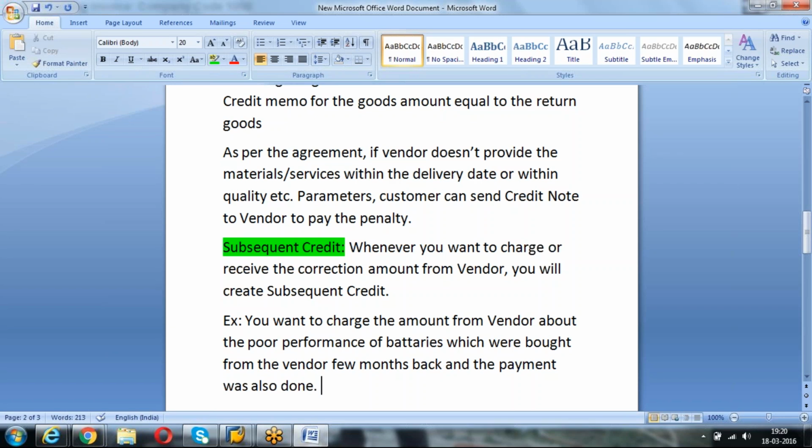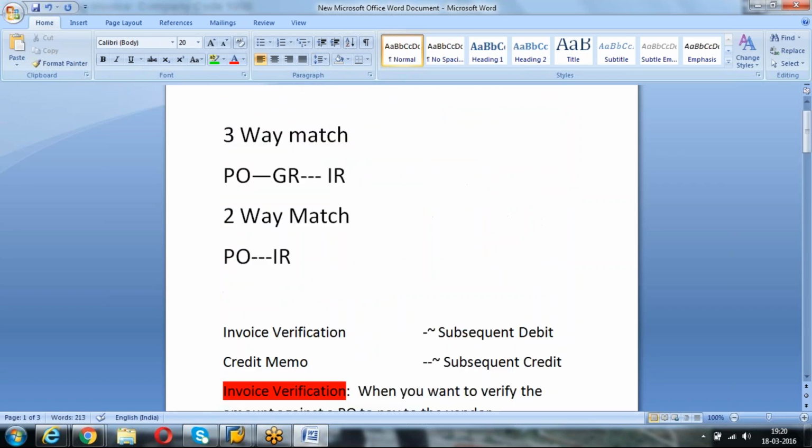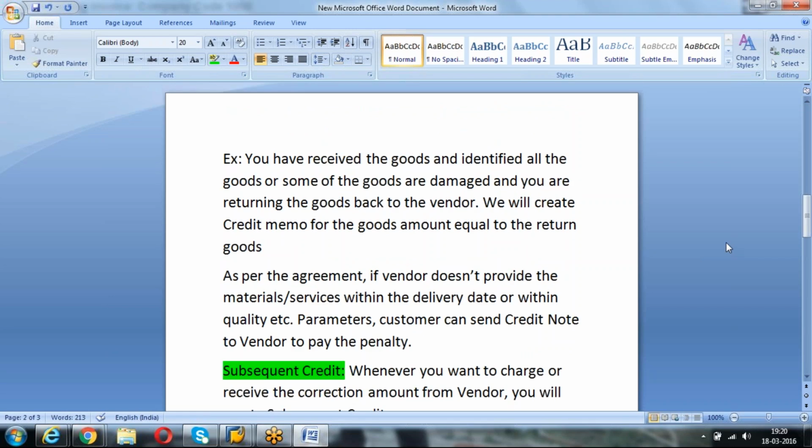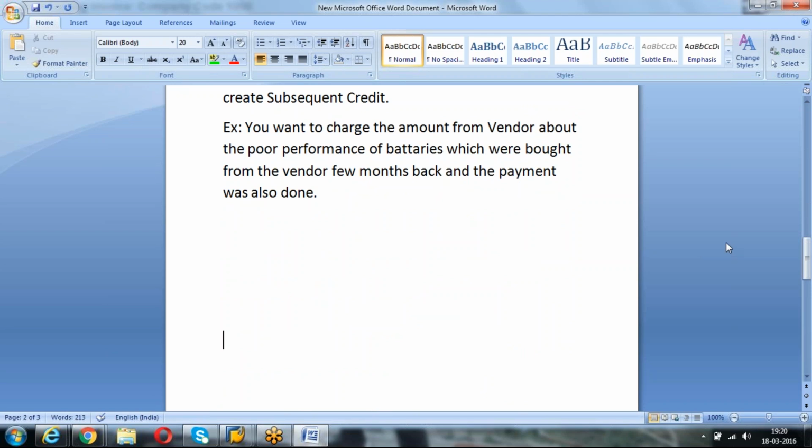Overall, what you can understand: invoice verification and subsequent debit, whenever you pay the amount to the vendor; credit memo and subsequent credit, whenever you receive the amount from the vendor. This is the generic thing. Whatever definitions you can read somewhere, but this is the overall for your understanding.